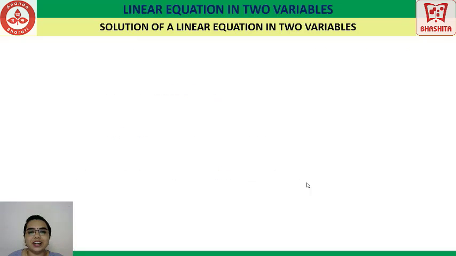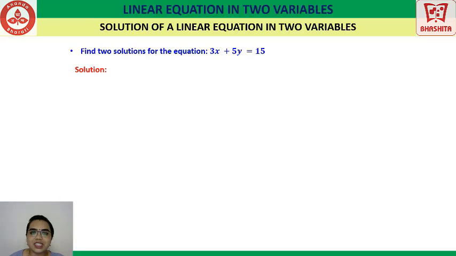Let's move ahead. Let us solve a problem relating to this. Find two solutions for the equation 3x plus 5y equal to 15. So let us begin with that. Now, how can we start finding the solutions? One easy method that we can use here is to substitute x is equal to 0, and you will get the value of y. Substitute y is equal to 0, and you will get the value of x. In that way, you can find two solutions for the given equation.